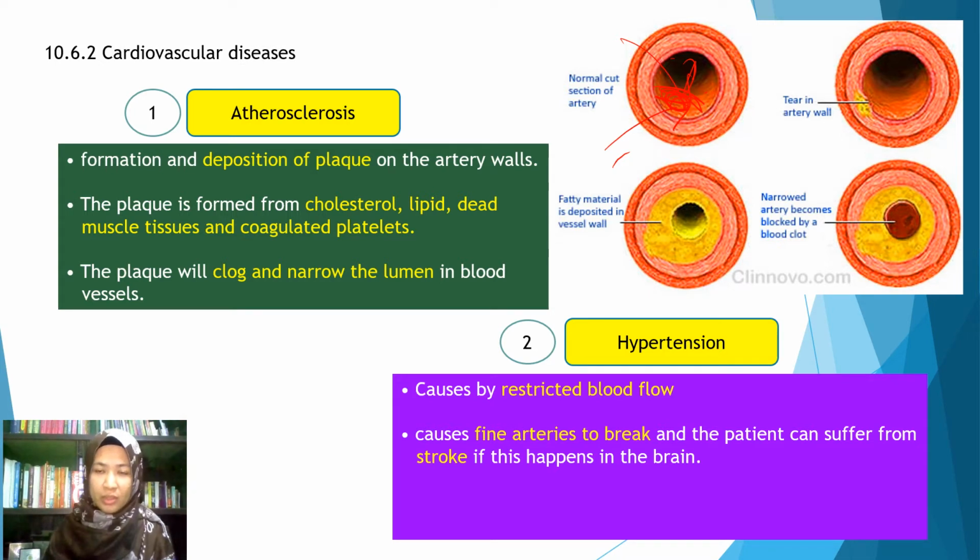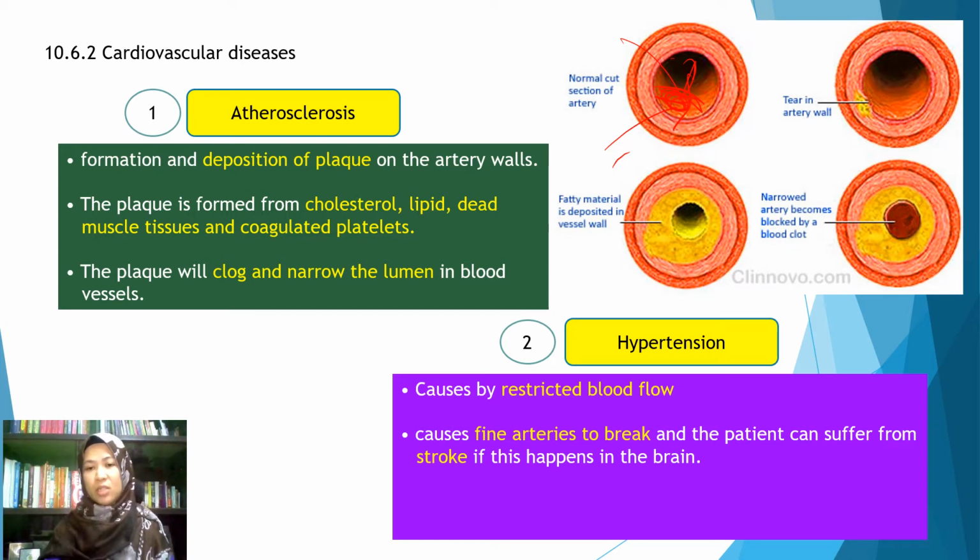Then what will happen? The fine blood vessel, for example artery, fine means sangat halus, sangat tiny, dia sangat delicate. So that high pressure will cause the artery to break. Dia akan pecah. So the person might suffer from stroke. So dia boleh dapat stroke. Terutamanya melibatkan otak lah.